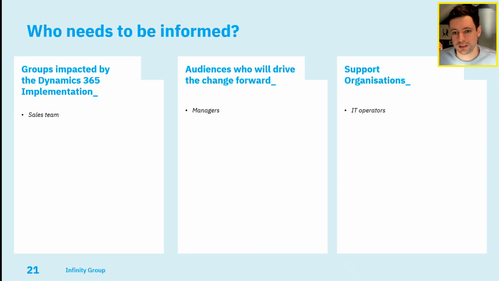Who's going to drive the change forward? Is that sales managers? Is it the leadership team? Hopefully, there are going to be champions within those teams as well. So we need to identify who those people are and who's going to support that change. Is that the IT team? Is it support with an external partner as well? What does that support network look like that sits around the project? Because all of these people in all three categories need to be informed as part of the plan.